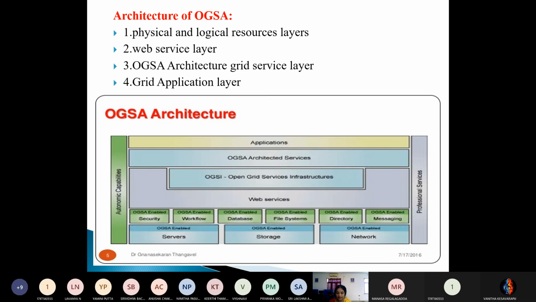In this architecture we have some layers, 4 layers. So what are those 4 layers? These are the layers.